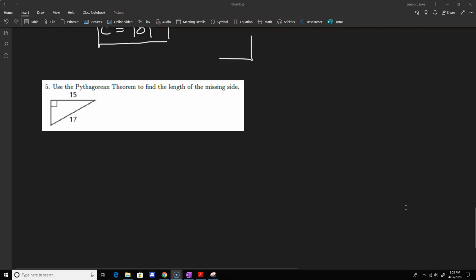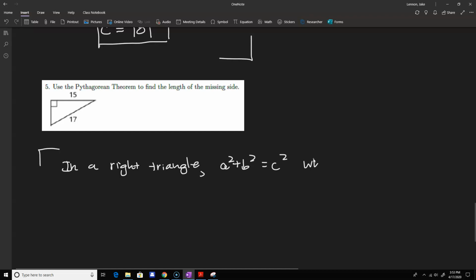So for number 5, we're applying the Pythagorean theorem. So what does the Pythagorean theorem say? Well, in a right triangle, a squared plus b squared equals c squared, where c is the hypotenuse, meaning the longest side or the side opposite the 90-degree angle. So a right triangle means it contains a 90-degree angle.